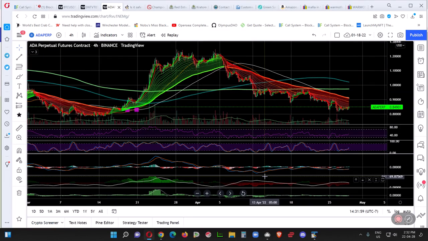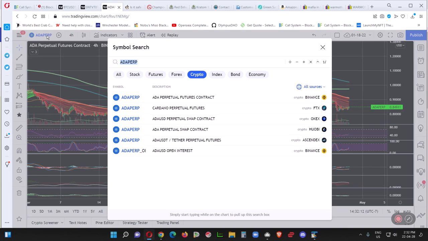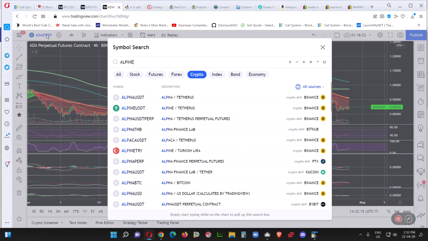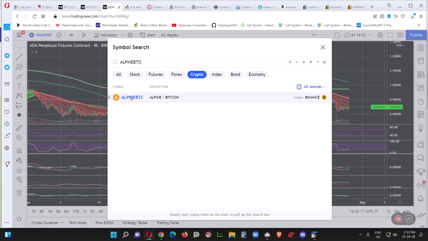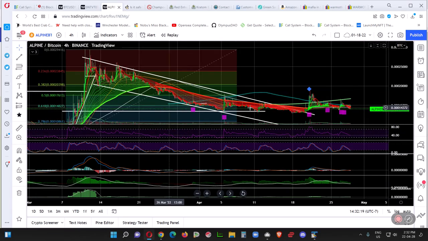Hi, we're going to talk about how to trade ranges, basically known as swing trading. So let's take a look at some short and some medium term trades. Let's go to Alpine Bitcoin, and take a look at what's going on with this thing.